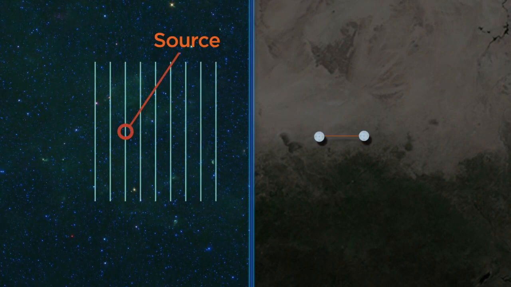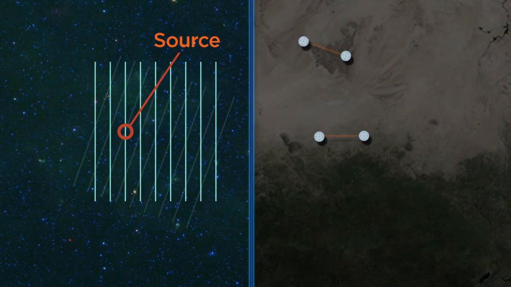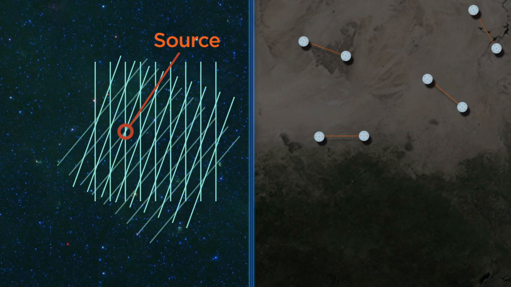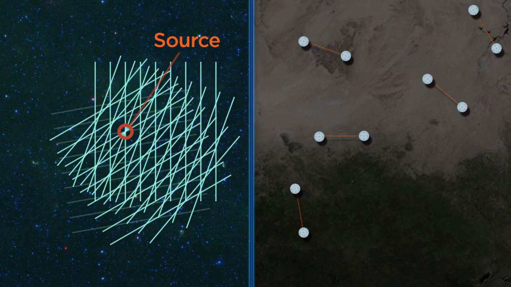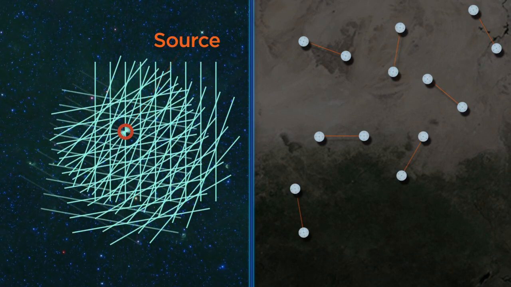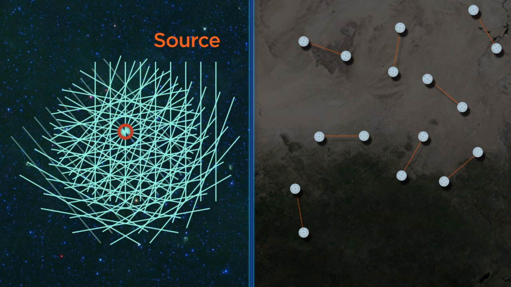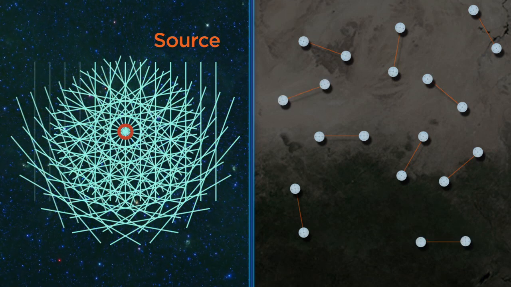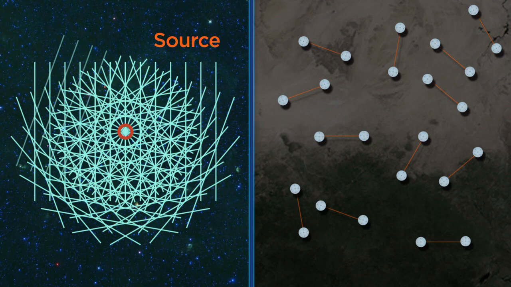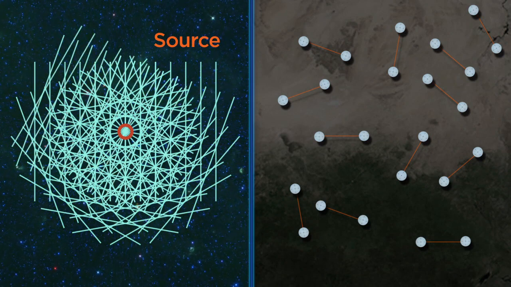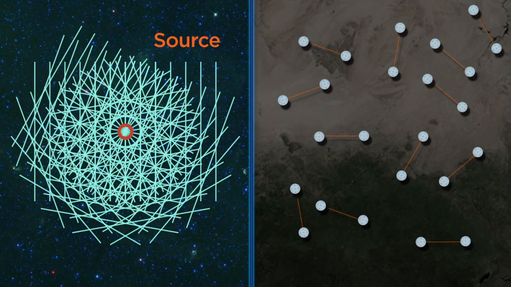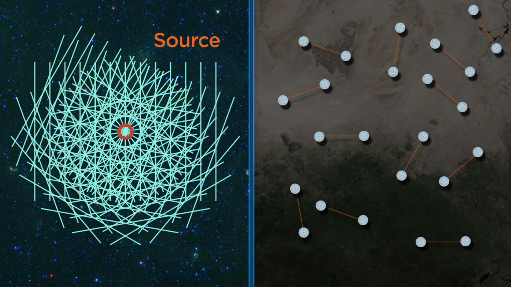We can get around this problem by building more than two dishes. Each pair of dishes is sensitive to angles that form a fringe pattern on the sky, with the fringes perpendicular to the line between the dishes. If the correlator is getting information from lots of different pairs of telescopes with baselines in different directions, then those crisscrossing fringe patterns allow you to pinpoint the source to a specific location on the sky, so you can make a proper image.